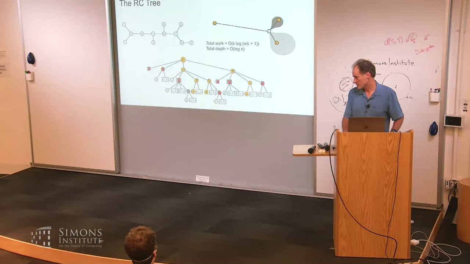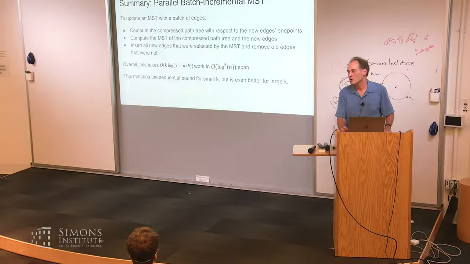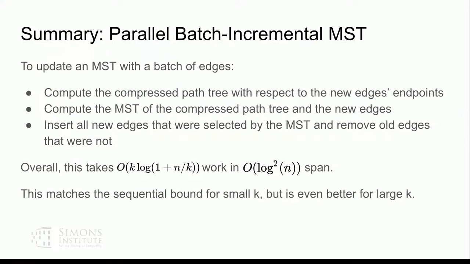So anyway, just to summarize the whole algorithm: if you want to update a batch of edges, which now is an incremental algorithm, so an update basically means just adding a batch of edges. What we do is we have this dynamic tree. We maintain this RC tree. At the beginning of the step, we have an RC tree for our tree. As I just showed, we do this pruning to shrink it down to size k. And that took these bounds here, k log n over k.